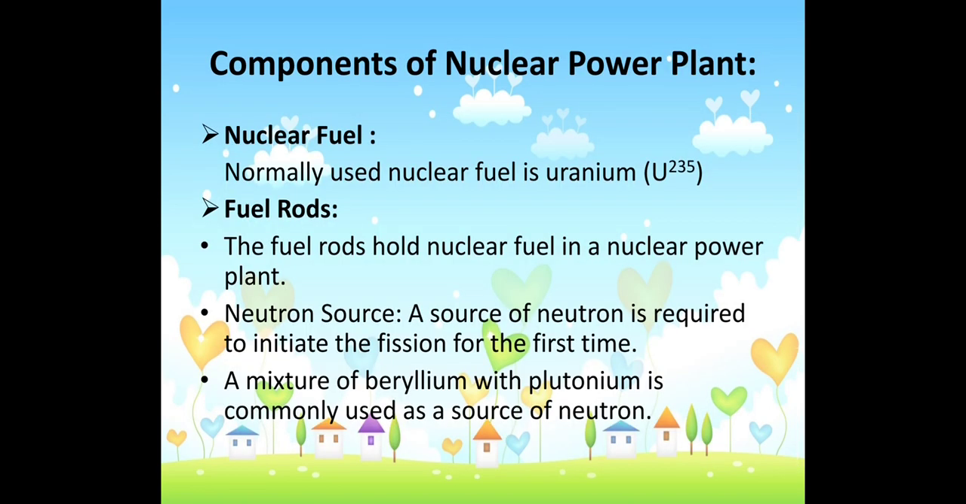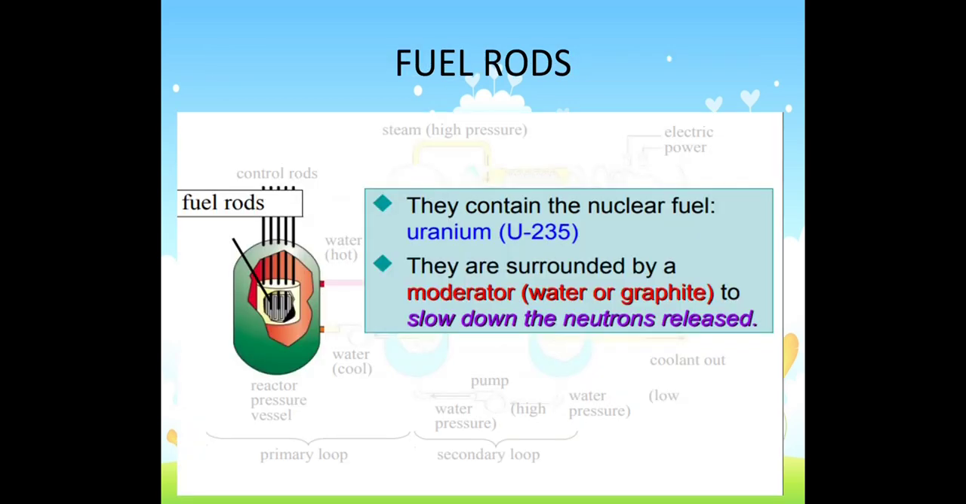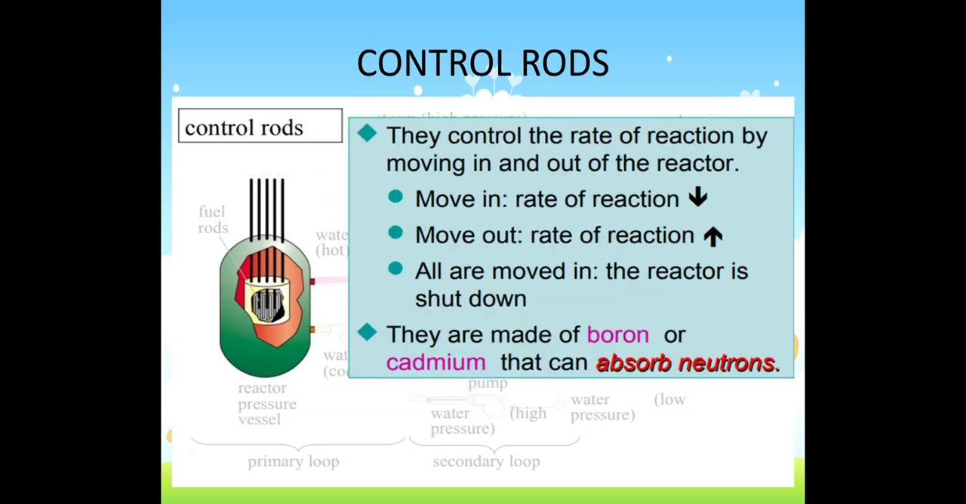Next are the components of the nuclear fuel: fuel rod, control rod, and moderator. The moderator slows down the fast neutrons. The fuel rod generally contains uranium-235. It is surrounded by water or graphite because they slow down the neutrons. The control rod has two characteristics: when moved in, the rate of reaction decreases, and when moved out, the rate of reaction increases.